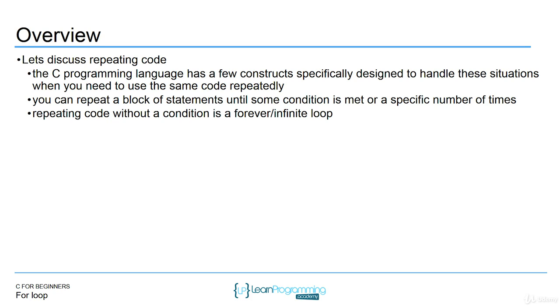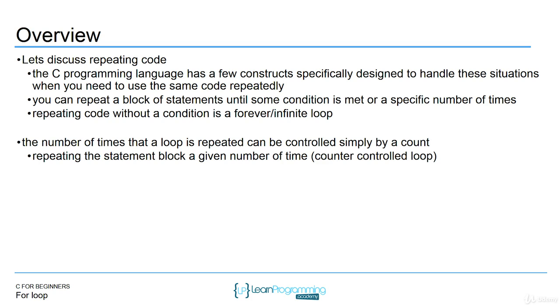The C programming language has certain constructs designed for the language that you can use when you want to repeat code. This allows you to repeat a block of statements until some condition is met. So you're going to evaluate a Boolean expression, a condition. You can't run forever. When you run a loop forever, that means it's an infinite loop, and there are only certain times you may want to do that, usually for monitoring or listening to something. The number of times a loop is repeated can be controlled simply by a count.